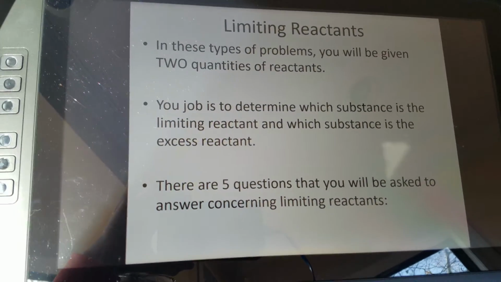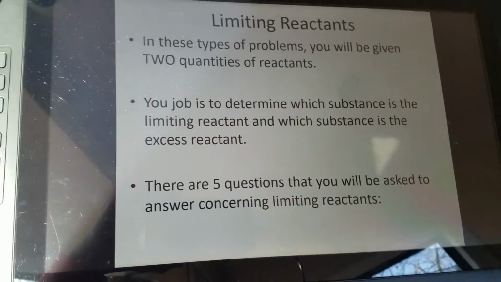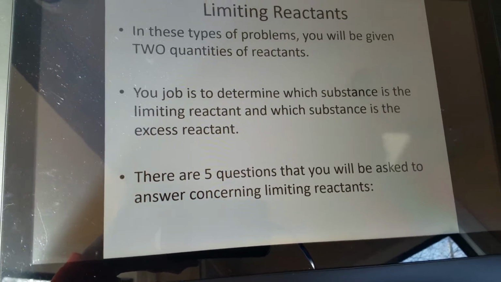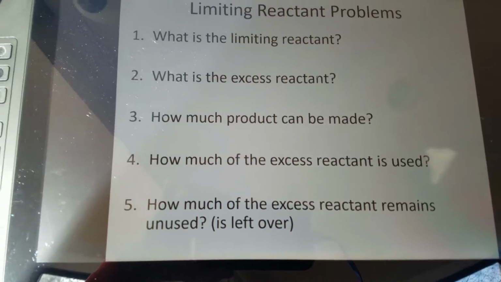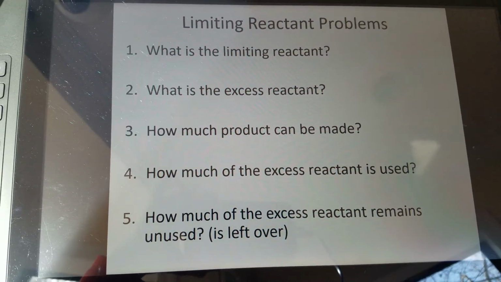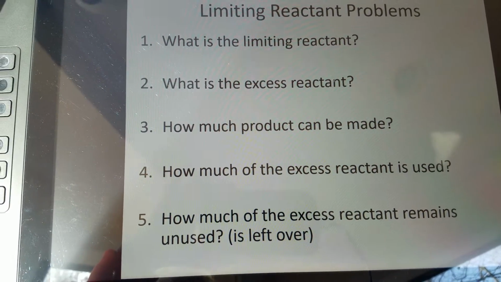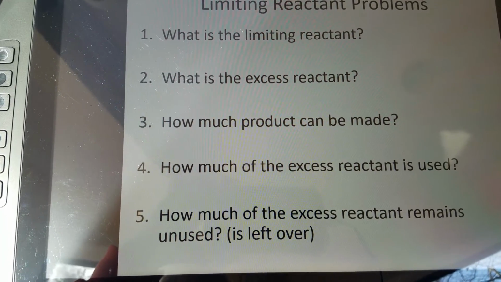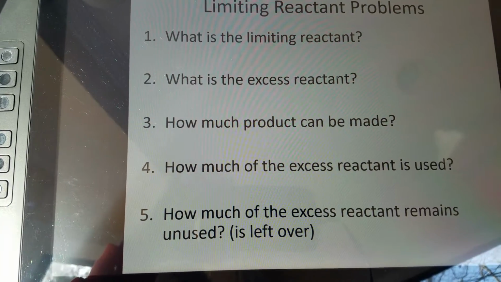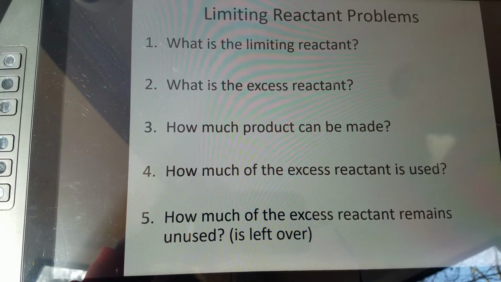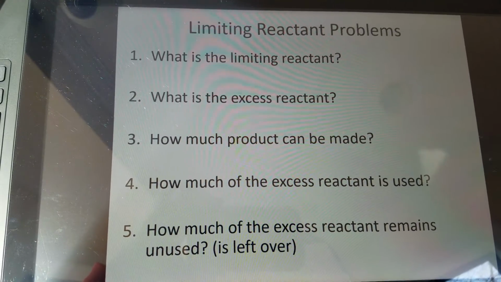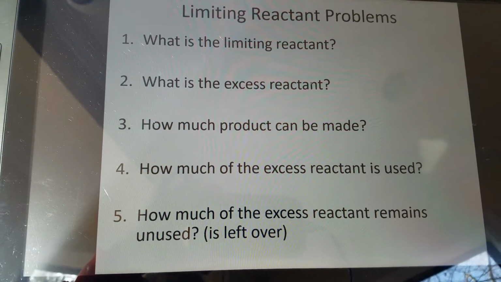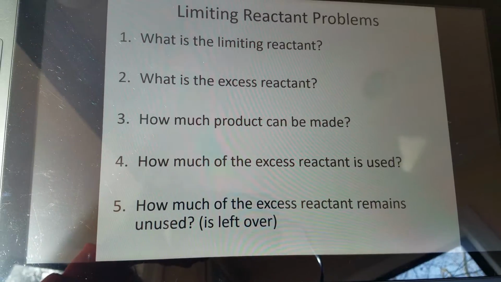When you work these types of problems, like I said, you're going to have two quantities of the reactant, and your job is to figure out which one's the limiting reactant. There are 5 possible questions that you can answer. So here are the 5 questions. 1 is which is the limiting reactant. 2, which is the excess reactant. 3, how much product can be made. You're going to do those 3 all together by doing 2 stoichiometry problems, and I'll show you that in a moment. Once you determine those 3 things, then you can determine how much of the excess reactant is used and then how much is left over by doing a 3rd stoichiometry problem.